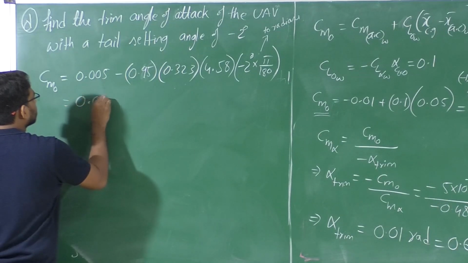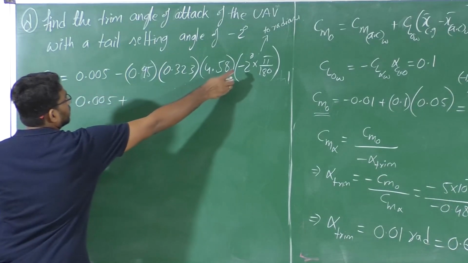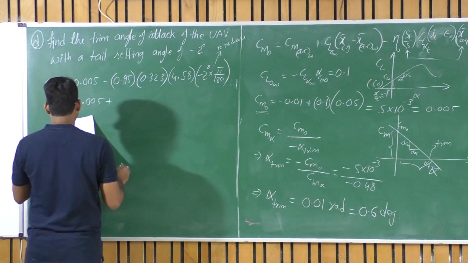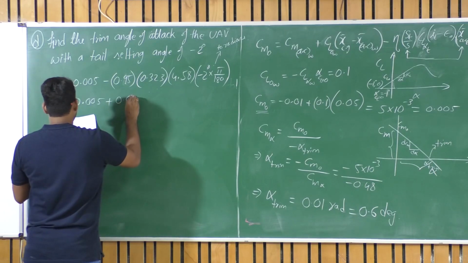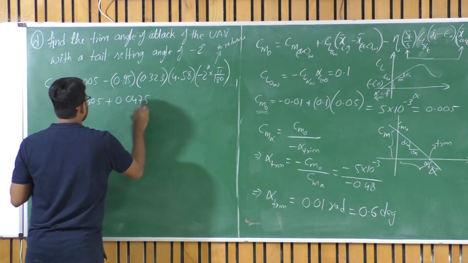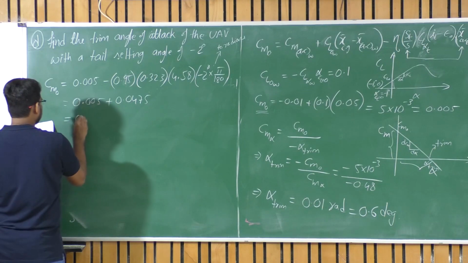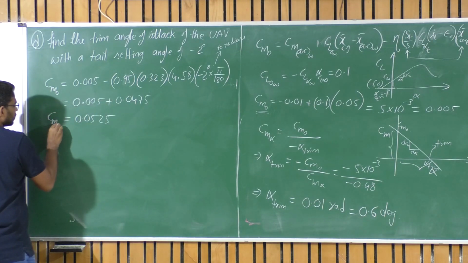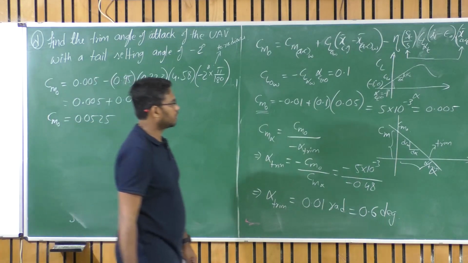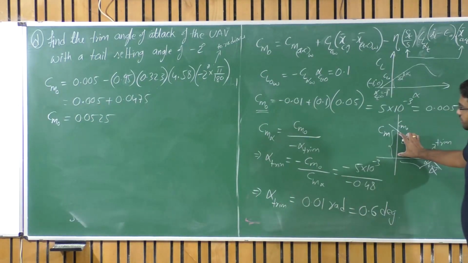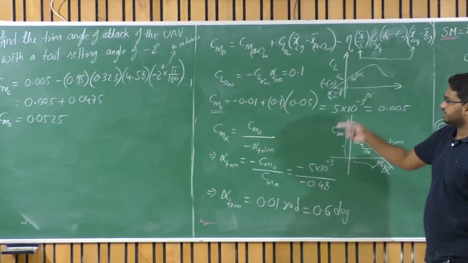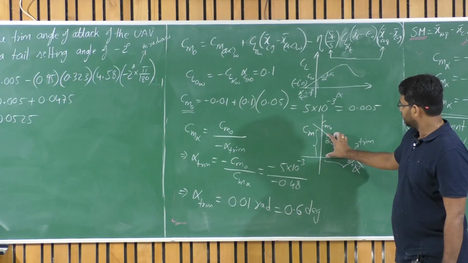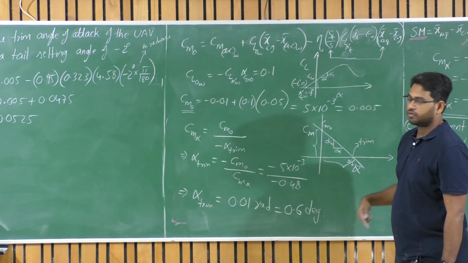So what I have is 0.05 plus a positive contribution. Minus of minus gives a positive contribution because of the negative tail setting angle, which is 0.0475. So with this, what I achieved is 0.0525. So Cm naught now is a far better value, at least by an order of 10, compared to the earlier case. So what I have is 0.0525.